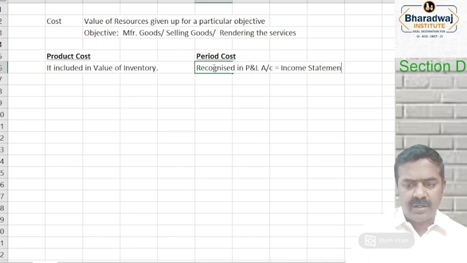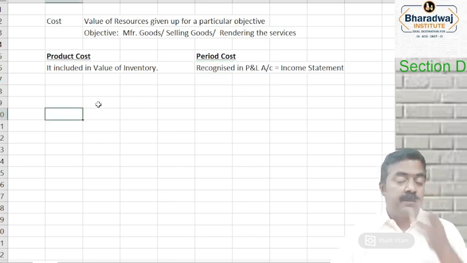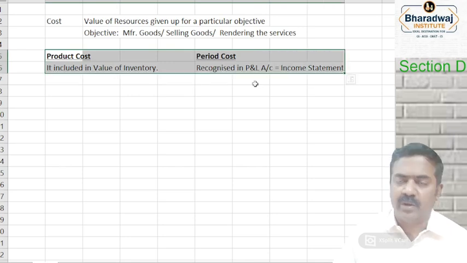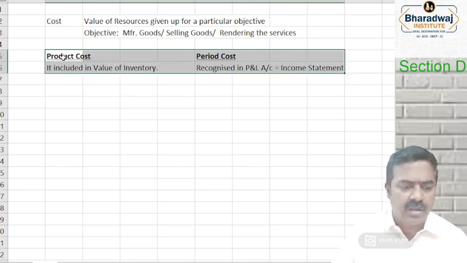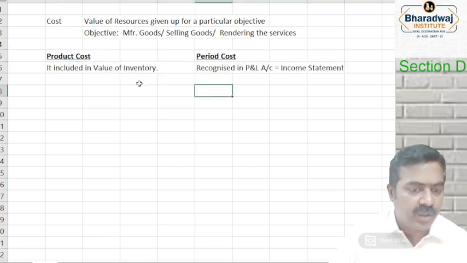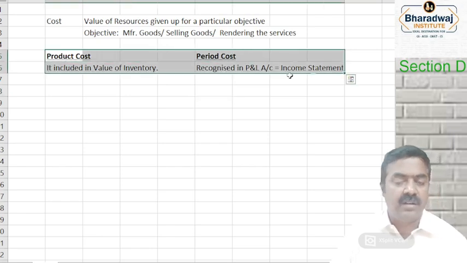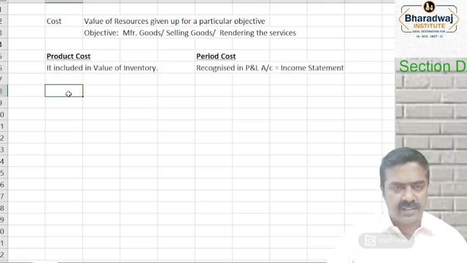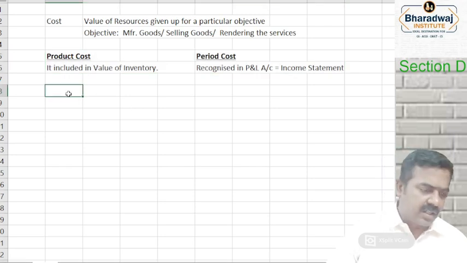So which is a period cost and which is a product cost depends on the method of costing that we are following. We'll discuss in detail about this. When a cost will become product cost and when a cost will become period cost, we are going to see in detail when we learn a concept called absorption costing, and which one? Marginal costing techniques.